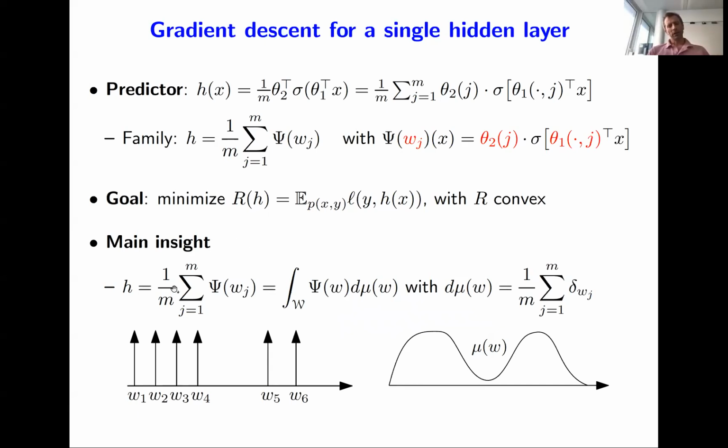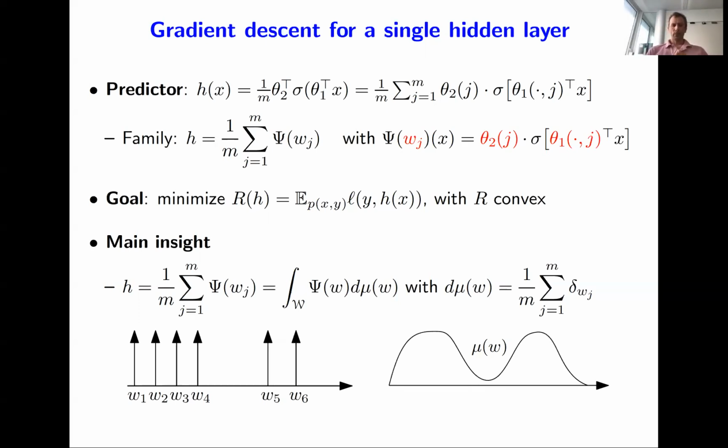The core intuition is that you replace this large average over psi of Wj by an integral over some measure. It's exactly equal if your measure over there is the empirical measure associated with your neurons, with your parameters Wj. So this is an equality. And the idea is that when we take M to infinity, we're going to replace measures like this by densities, which is common in physics. And this is really the main insight.